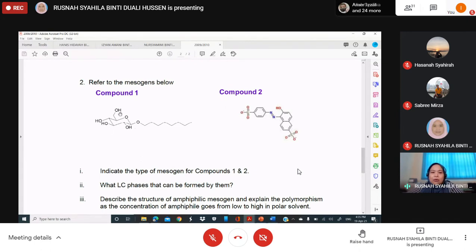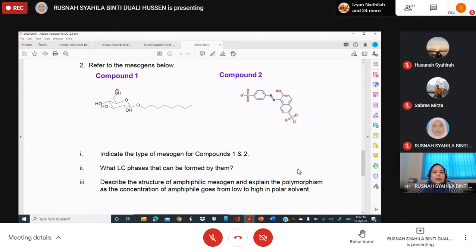Okay, so most of you were able to say that compound 1 is an amphiphilic mesogen. Okay, unfortunately for compound 2, not everyone was able to say that it's actually a chromonic type of mesogen. Okay, so compound 1 is supposed to be amphiphilic, compound 2 chromonic. So obviously it is not a discotic type. Okay, and then the second part, what liquid crystal phases can be formed by them.